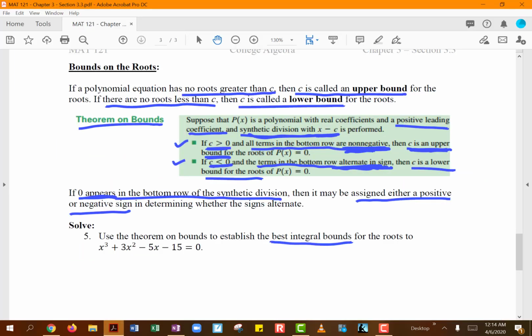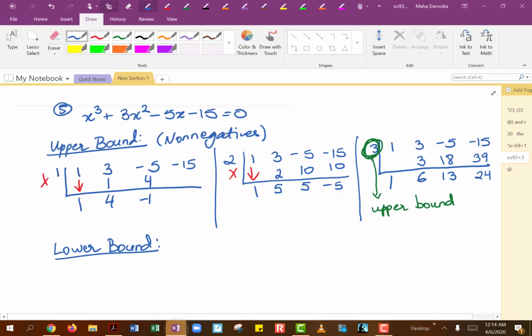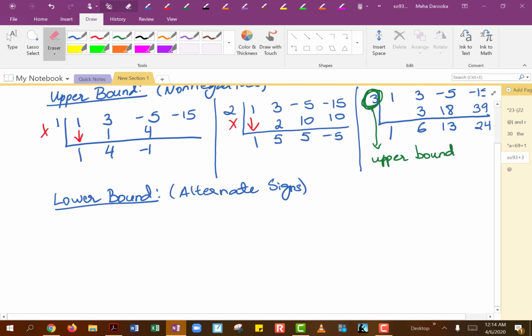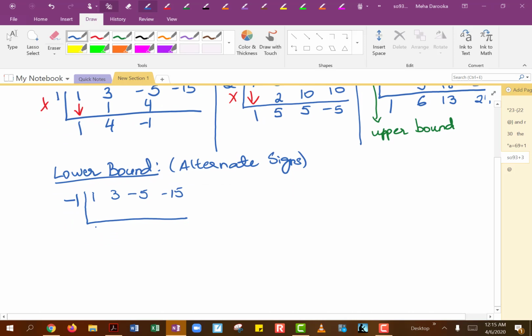And just to refresh your memory again, for the lower bound, we are looking for alternating signs in our bottom row. So you're still using obviously the same polynomial. So we've got 1, 3, -5, and -15. But now since we're finding the lower bound, we actually now start dividing by negative numbers, which means we're going to be dividing by -1.